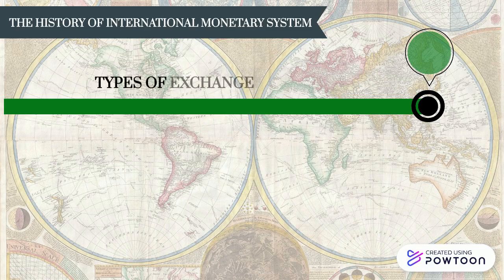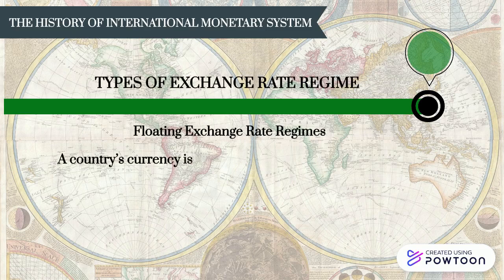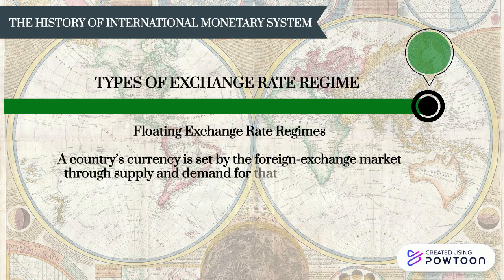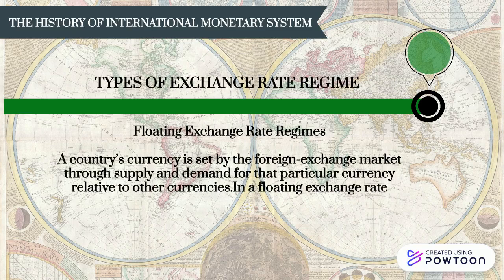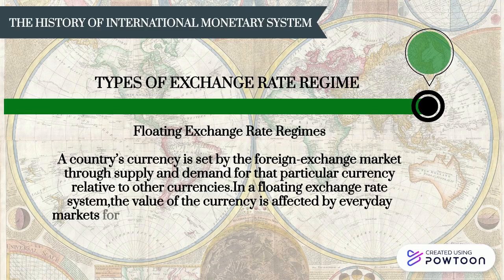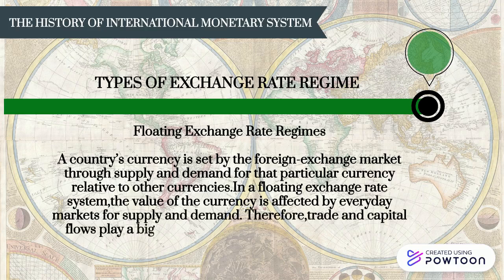Different types of exchange rate regime. First, floating exchange rate regimes. A country's currency is set by the foreign exchange market through supply and demand for that particular currency relative to other currencies. In a floating exchange rate system, the value of the currency is affected by everyday markets for supply and demand. Therefore, trade and capital flows play a big role in determining the currency's value.